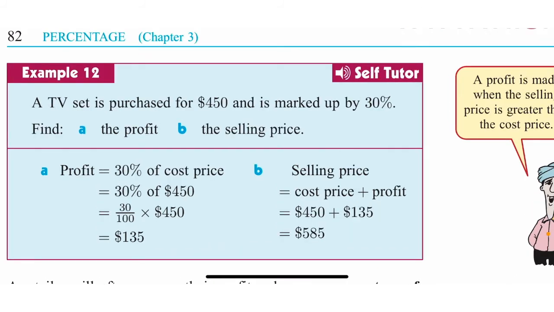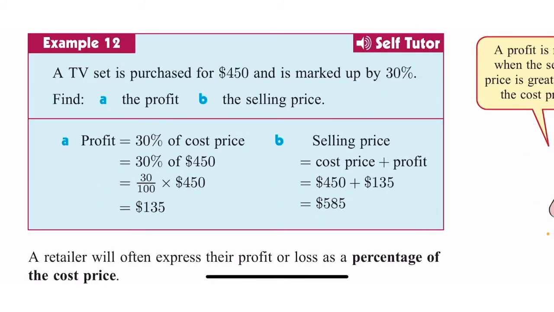In order to find the profit means 30% of the cost price. Cost price is $450, and 30% of $450 is 30 over 100. Remember, we are converting it to a fraction with denominator 100 and multiplying it by 450. It equals $135. This is the profit.